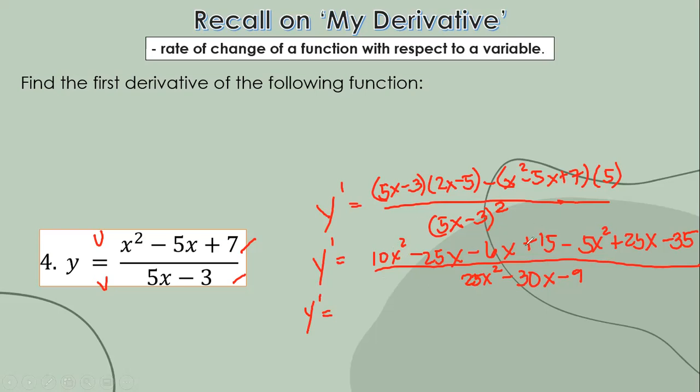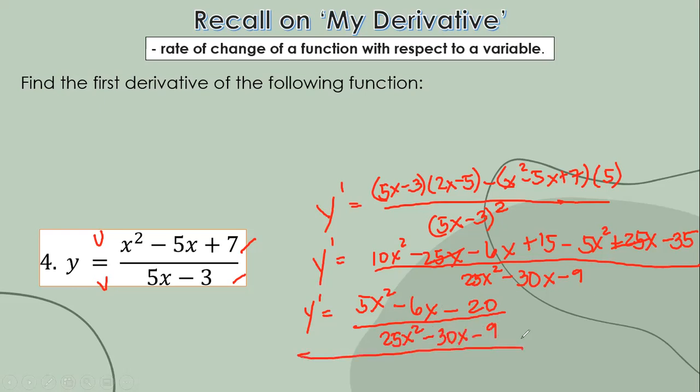Combine like terms, 10x squared minus 5x squared is 5x squared. Lahat naman na may x. Okay. 25x. Yan. Cancel out. Negative 6x. And then, okay, isa lang yung meron. Minus 6x. And then the constant terms. So, positive 15 minus 35. That is negative 20. All over 25x squared minus 30x minus 9. Okay? So that is our final answer. Okay?